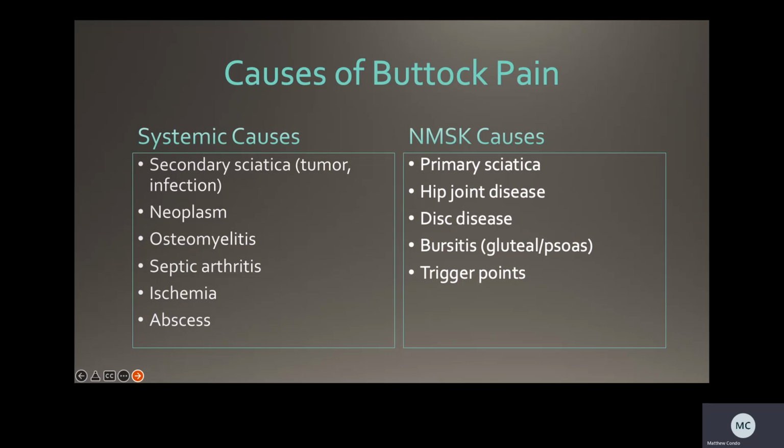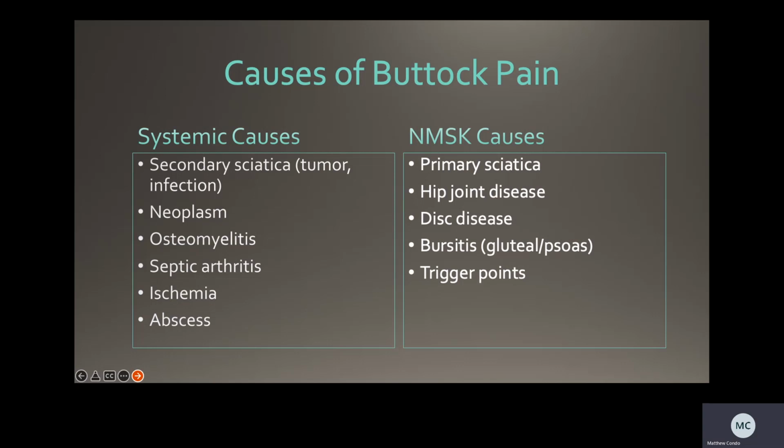Now, your NMSK, aka neuromusculoskeletal, causes of buttock pain: primary sciatica, right? Now, what is that? Well, that sciatica is just sciatica. It means I just have something wrong with my sciatic nerve. You still need to dig into that, but I don't have some underlying big systemic pathology causing the symptoms.